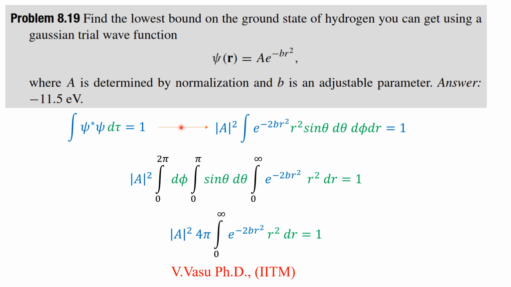Now, first you find the normalization constant. For that, you have to integrate ψ*ψ, which must be equal to 1. Here, you remember that it's a three-dimensional one, so it is a volume integral. So that is dτ, and dτ is by definition r² sin θ dθ dφ dr. This is the dτ.